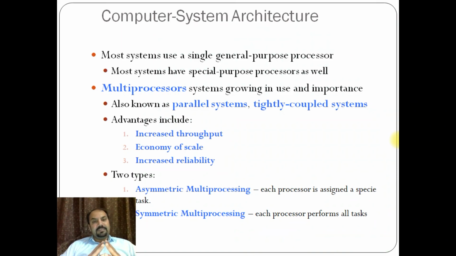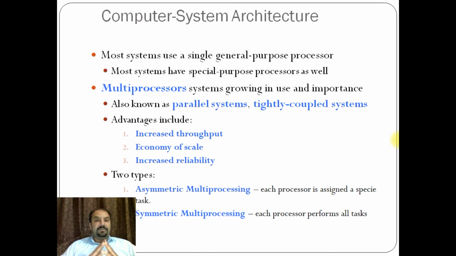Economy of scale means that the cost of a multiprocessor system is less than the cost of equivalent multiple single processor systems, because multiprocessor systems share common resources, while multiple single processor systems do not share resources, they require separate resources. And increased reliability.